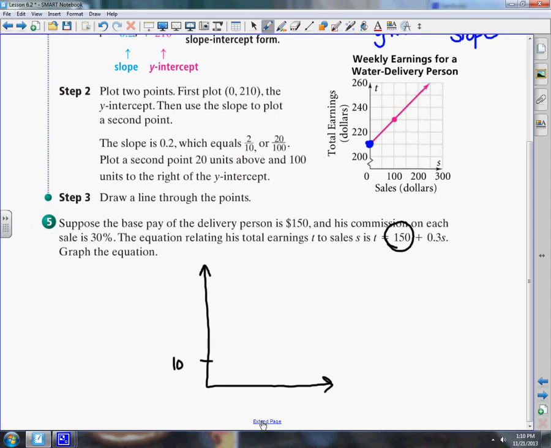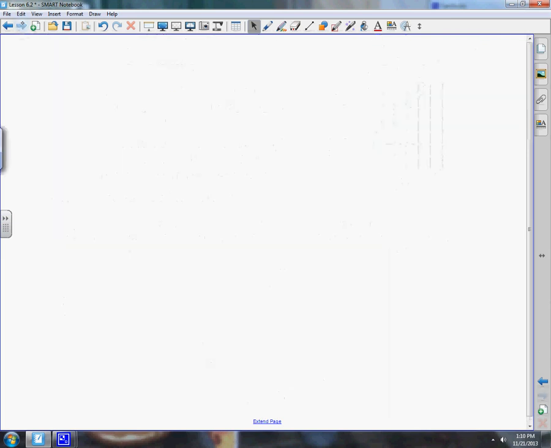So let's say this is 100, and this is 200, and this is 300. So 150 would be right here in the middle. Now, 0.3, I could do 0.3 over 1, or I could do 3/10. So I'd rise 3 and I'd run 10. And then let's say this is by 20s. So I'd go up 3 over 10 and I'd make my dot. And then I'd draw my graph. Your numbers on the bottom and the side may vary, but that's totally fine. All right, that's it.